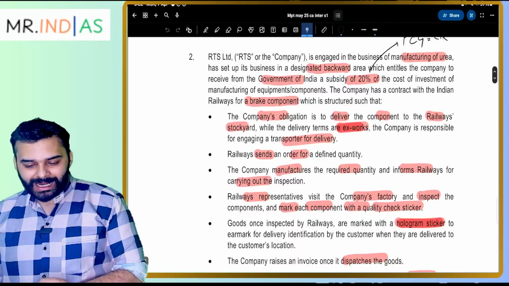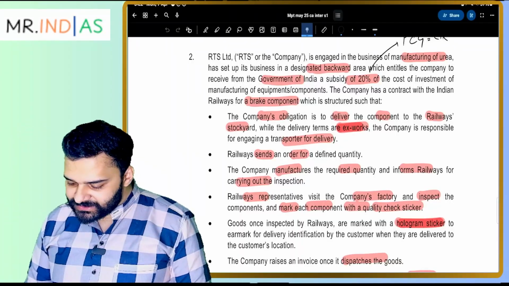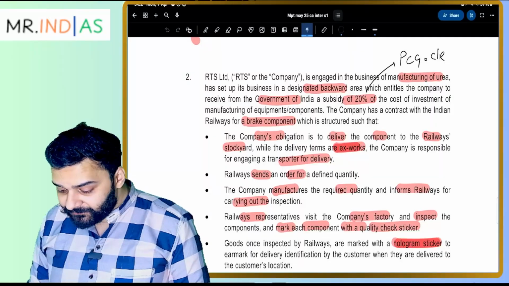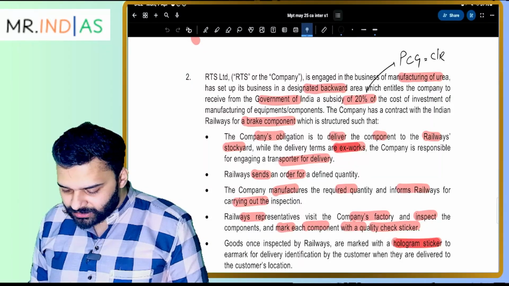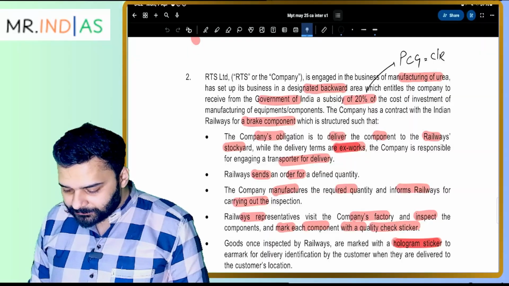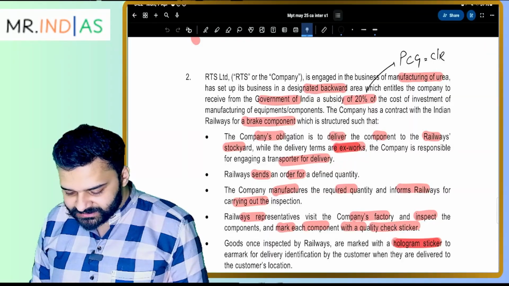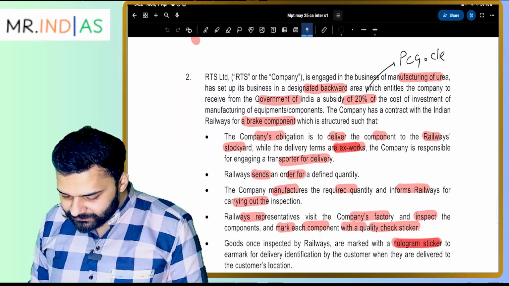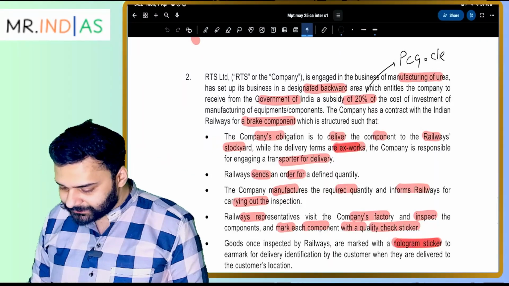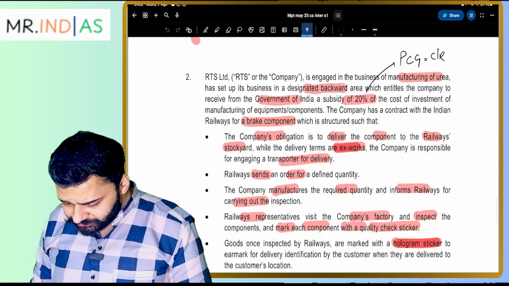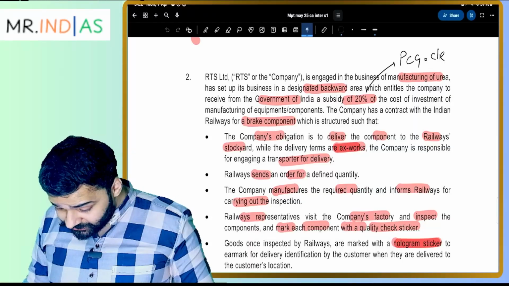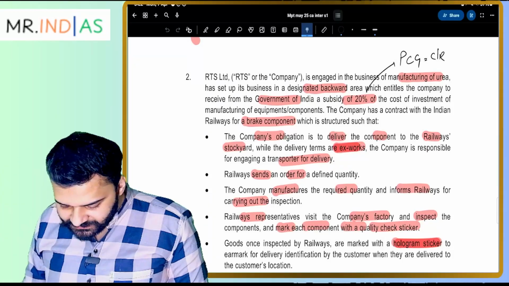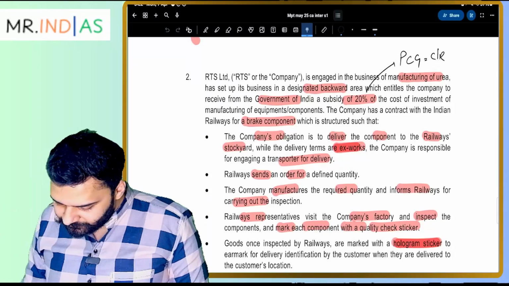Question number 2. RTS, the company, is engaged in the business of manufacturing of urea, has set up a business in a designated backward area, which entitled the company to receive from the government of India a subsidy of 20% of the cost of investment of manufacturing equipment component. The company has a contract with the Indian Railway for a brake component, which is structured such that the company's obligation is to deliver the component to the railway stockyard, while the delivery terms are ex-works. The company is responsible for engaging a transporter for delivery.